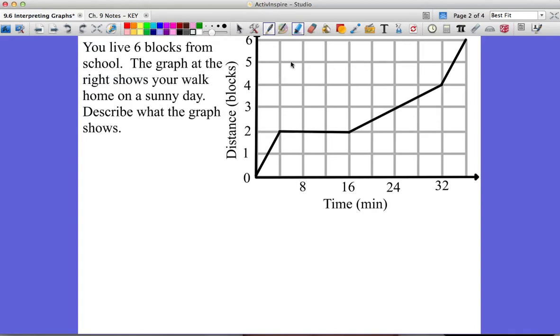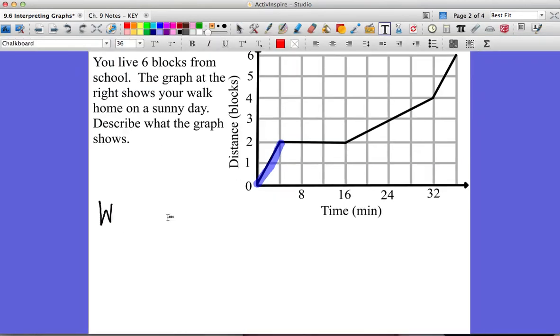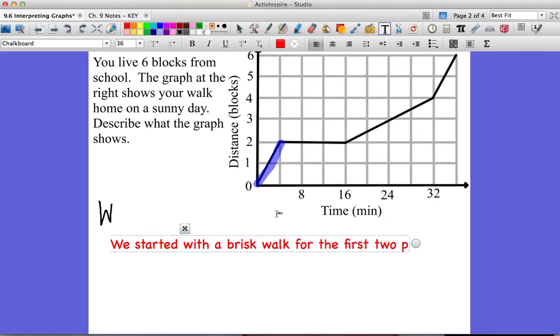So if we look at this first chunk right here, we're walking a steady pace on our sunny day walk. Okay, so we started with a brisk walk. Okay, because we're going to say that we went pretty quick considering the fact that we went 2 blocks in only 4 minutes. So we started with a brisk walk for the first 2 blocks.